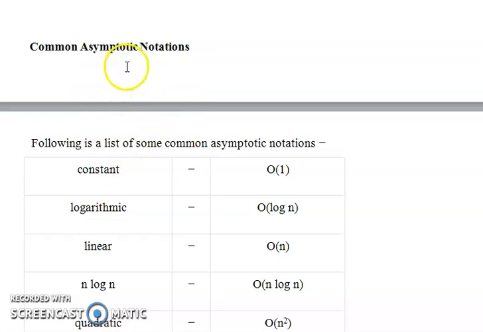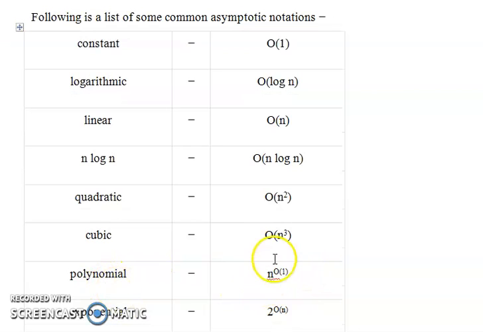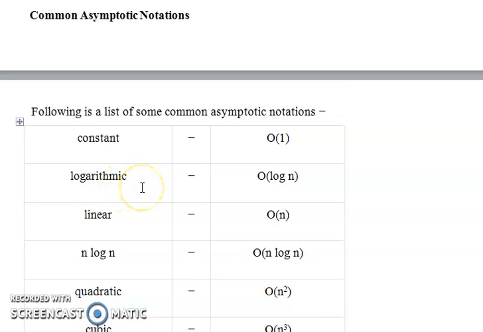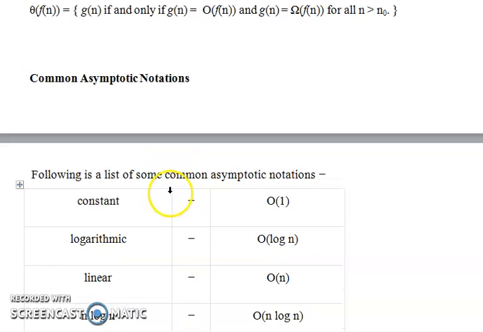Some common asymptotic notations are order of 1, which is constant. I have told you that when input is nil, we consider it as order of 1. And logarithmic, order of log n, linear, order of n, order of n log n, quadratic, order of n square, cubic, order of n cubed, polynomial, n raised to order of 1, exponential, 2 raised to order of n. Likewise, we can have different asymptotic notations. These things are explained in the coming videos.